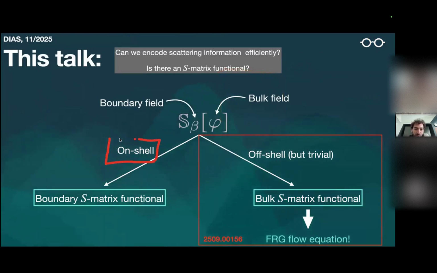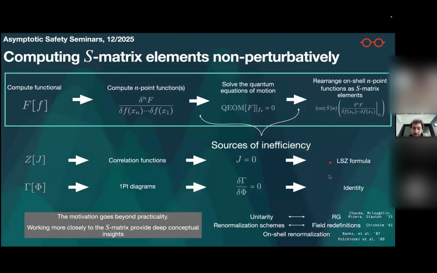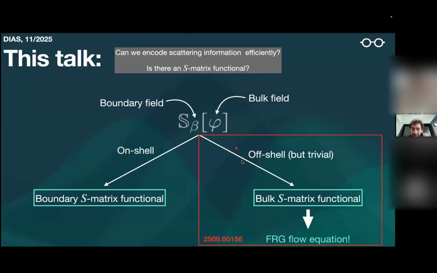But this is a fully on-shell perspective. And when I take the bulk perspective, then I do have some off-shell field that I need to take on-shell. But my on-shell condition is actually trivial. So it's similar to what happened here with the partition function. Particularly, the paper that I mentioned discussed only this branch, and it is for this bulk S-matrix functional that we derived an FRG flow equation.